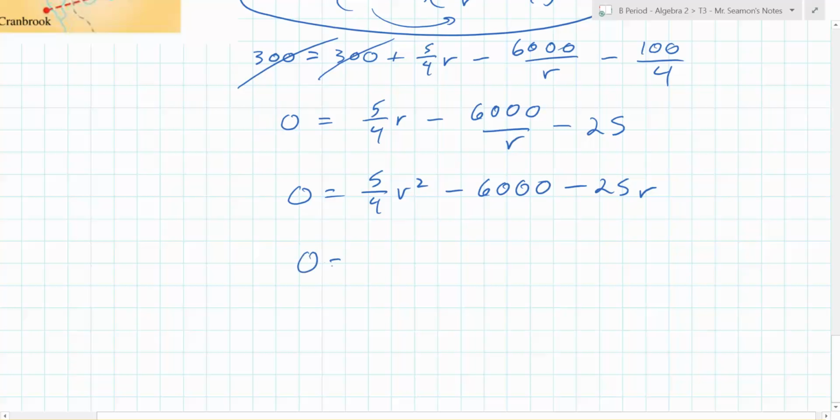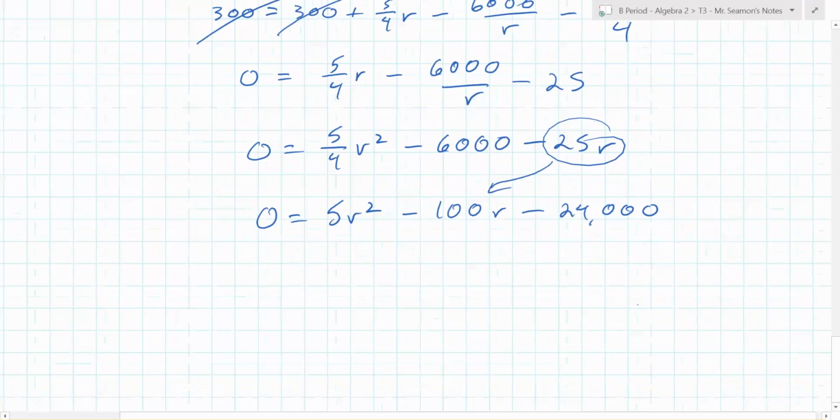4. So you get 5R squared minus 100R. I'm just putting it in a different order. I'm putting that right there. Minus what? How much? 24,000. Right, exactly. So now you want to solve this.